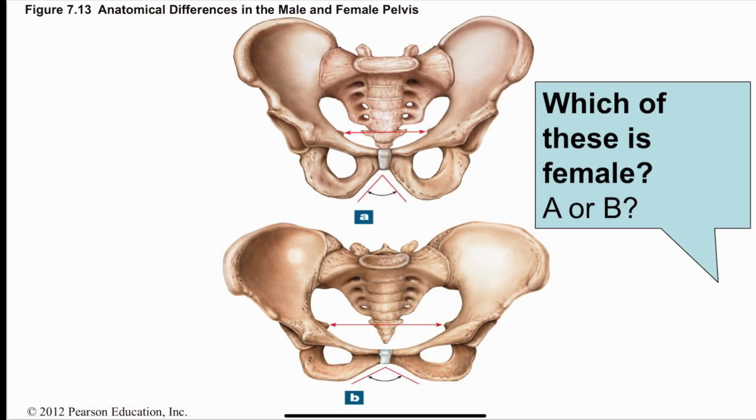So here are two pelvises, os coxa. You got two os coxa bones joined together by the pubic symphysis with the sacrum in the middle. Which one of these is female? Perhaps you guessed that B is female, and that is correct. B is female, whereas A is male. So how can we tell?